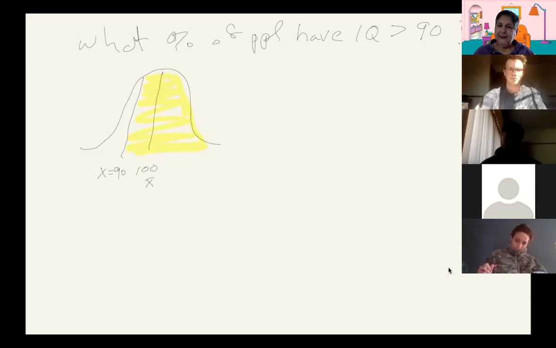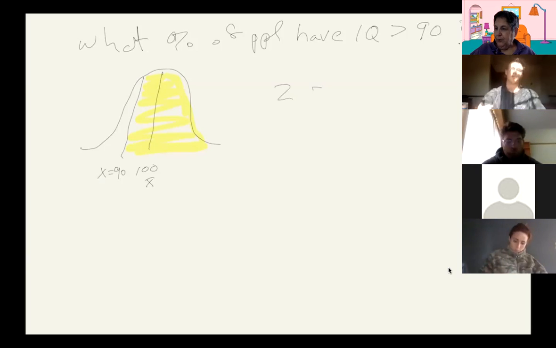We cannot get anywhere finding a section under the curve until we have a z-score. We either know the area under the curve and we find the z-score and then turn it into a raw score to answer a question, or we have a raw score, we have to turn it into a z-score and then use that to find that area that I shaded in, or part of it at least. Okay, so first the z-score.